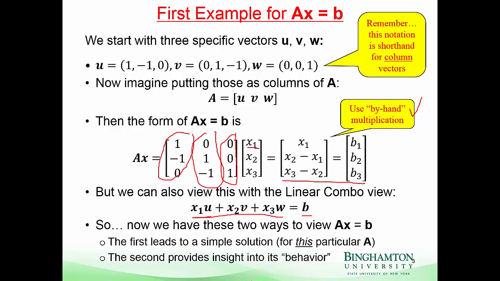And so we've got these two ways to view this, and the first view, this by hand multiplication, for this particular A leads to a very simple solution. And then the second view, this linear combination view, that's what will tell us as we go through this why this works, and we'll also explore a case when this doesn't work. So it will start to give us some insight into the behavior of how this works.